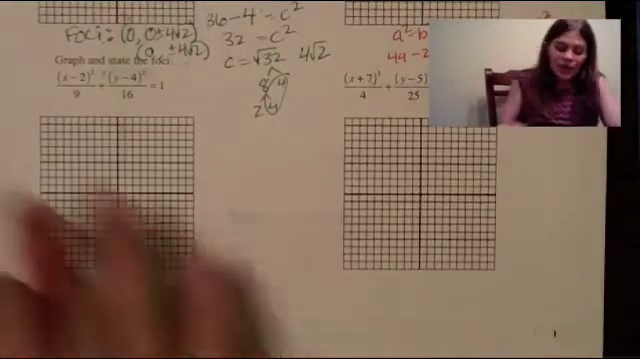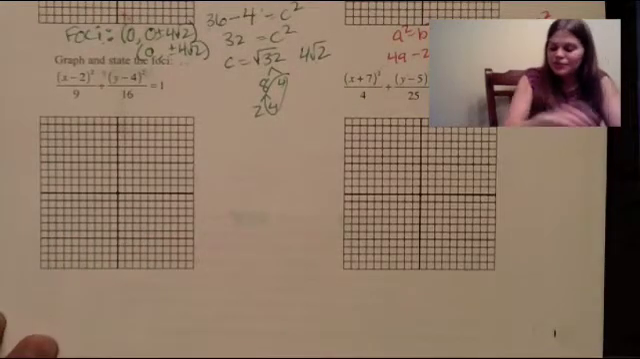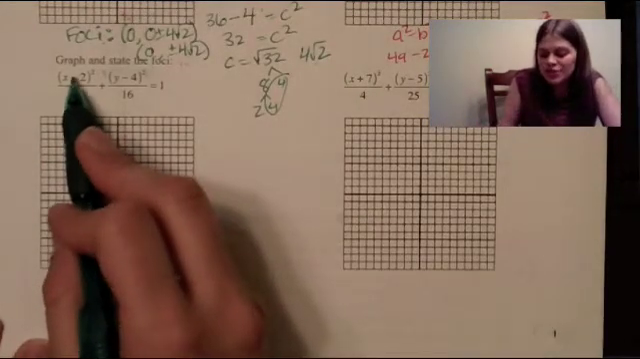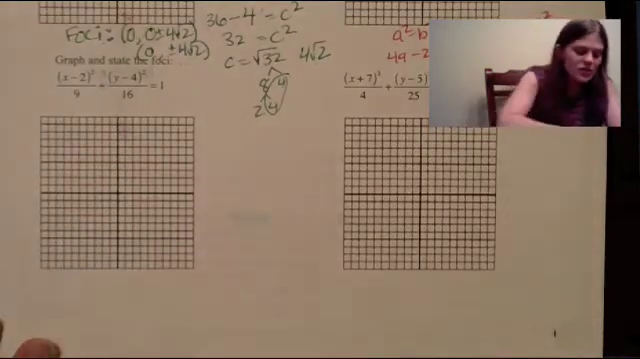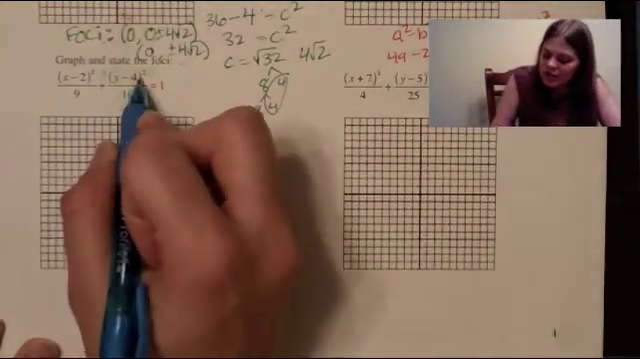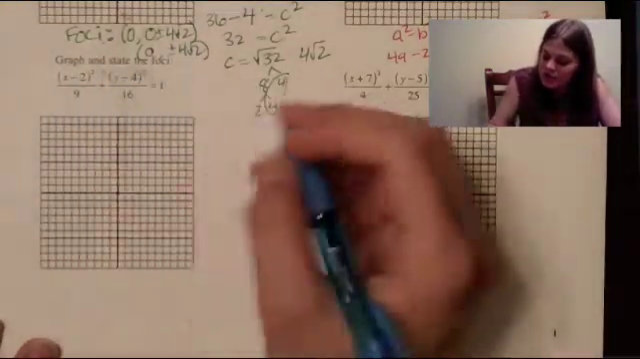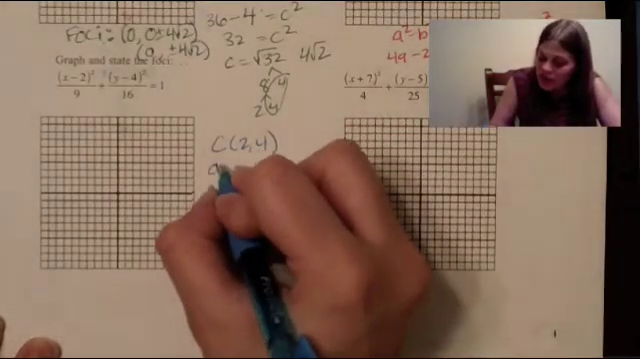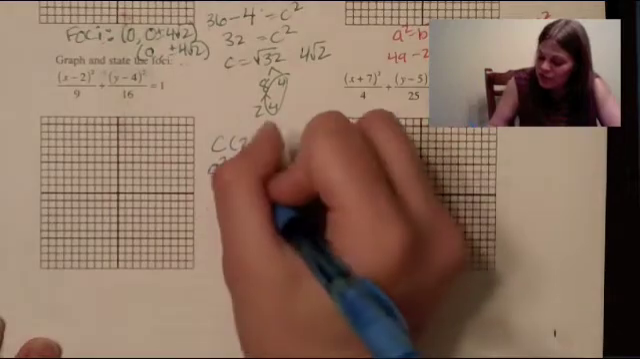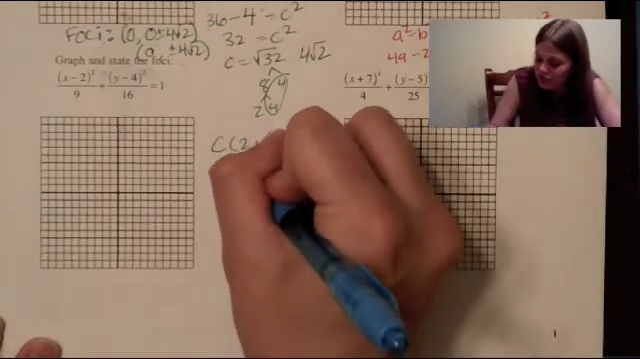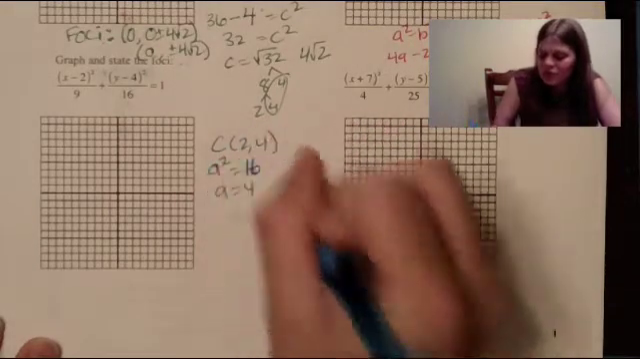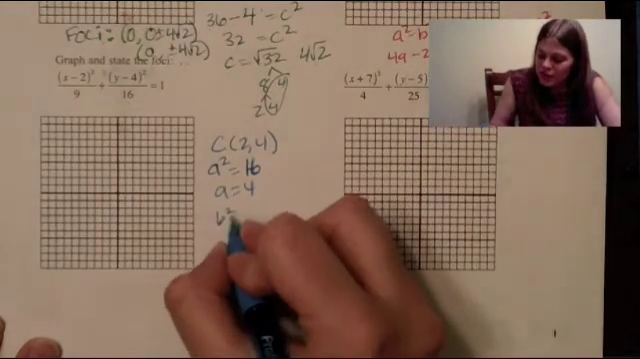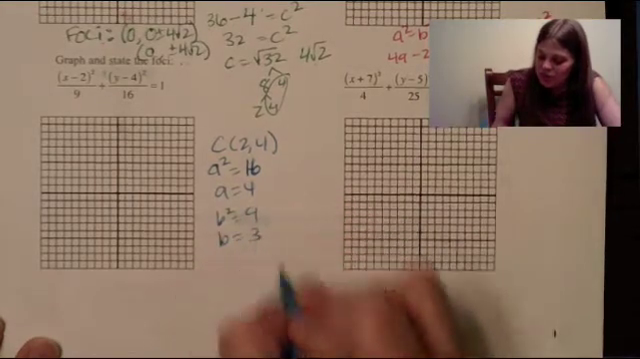Okay, so the bottom left one, now we have a different center. Our center is the opposite of inside the parentheses. Switch to blue. So I'm going to take the opposite of this and the opposite of this, so your center is located at 2, 4. Your a squared value is the bigger one, so it's 16, and I took the square root, so a is 4. And then your b squared is 9, so your b is 3.